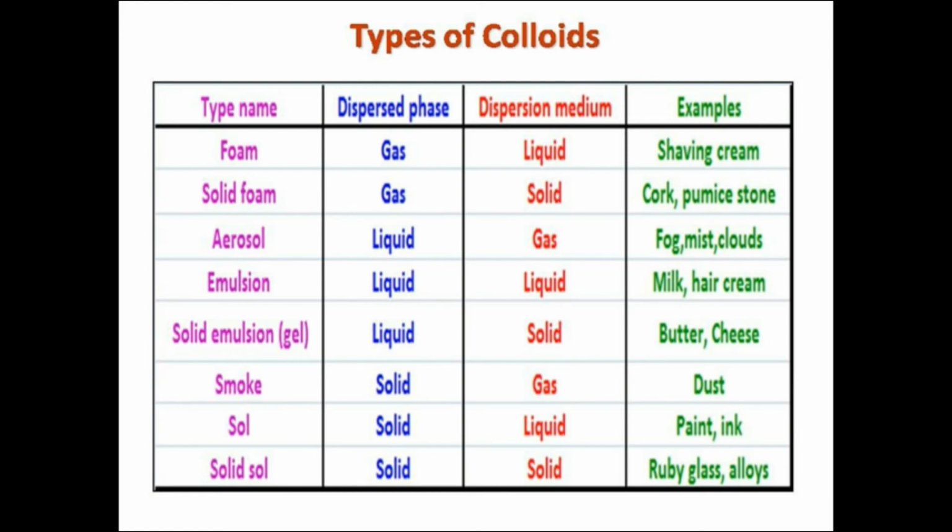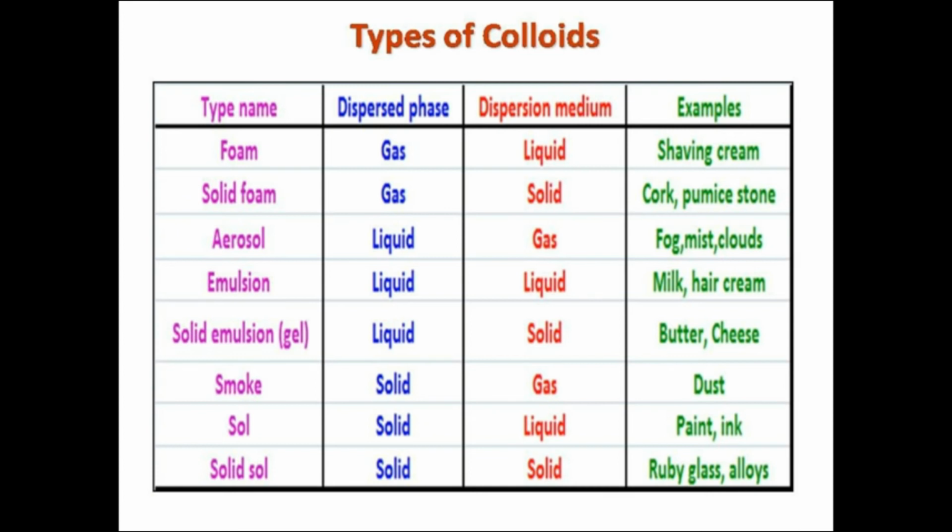According to the dispersed phase and dispersed medium, we have different types, and I am giving an example for each category. The first type, foam: dispersed phase is gas and the medium is liquid. Example, shaving cream. Then the next one, solid foam, gas in solid, example, cork and pumice stone. Then another type, aerosol, liquid in gas. Example, fog, mist and clouds. The next one, emulsion, liquid in liquid. Example, milk, hair cream.